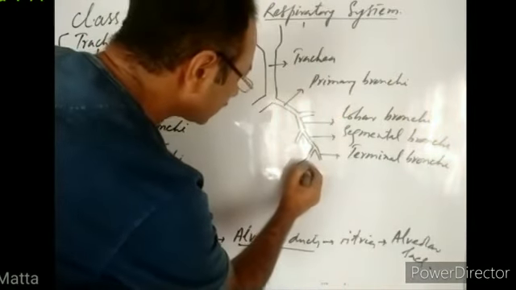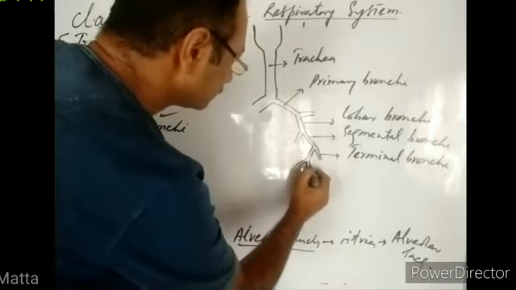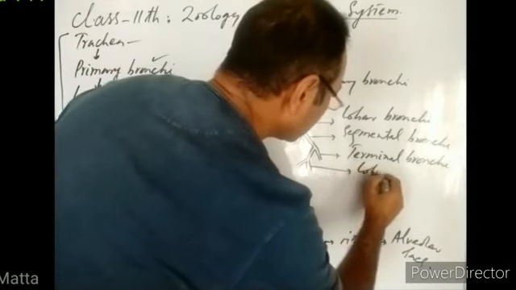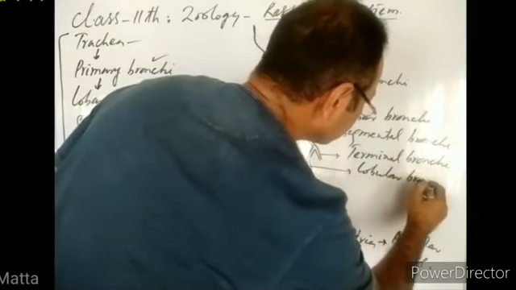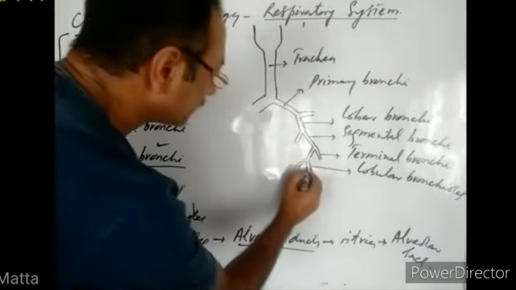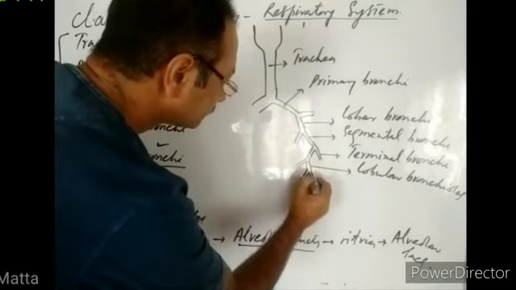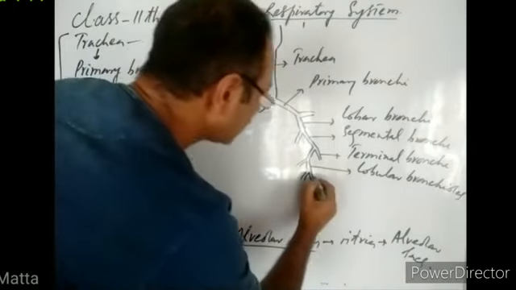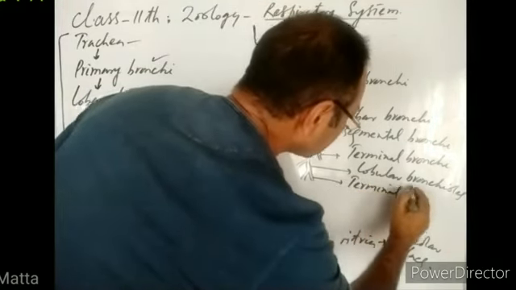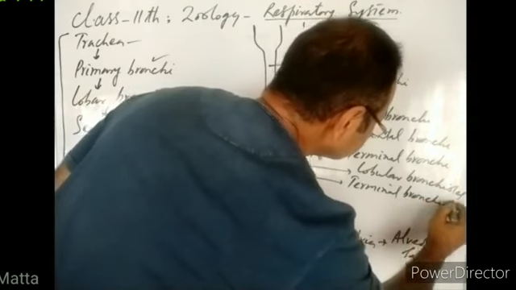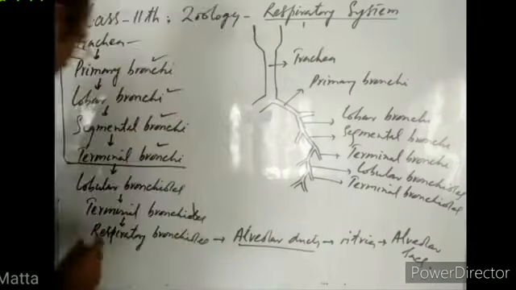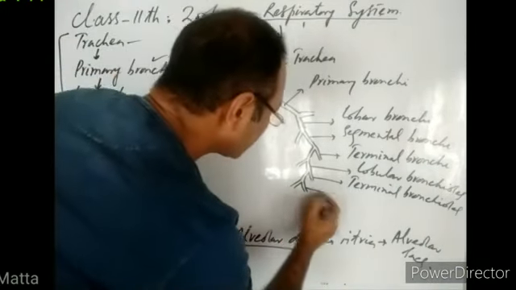Now these terminal bronchi further divide. They form the lobular bronchioles. Lobular bronchioles further divide. They form terminal bronchioles. Terminal bronchioles further divide. They form respiratory bronchioles.